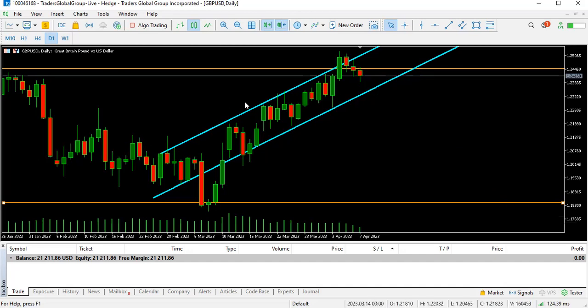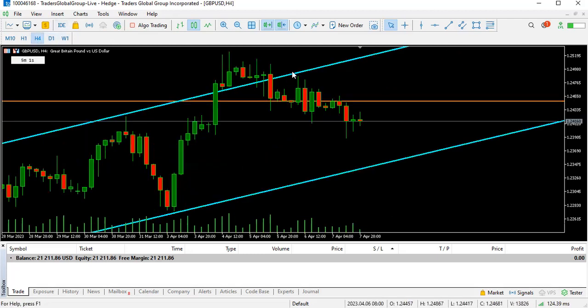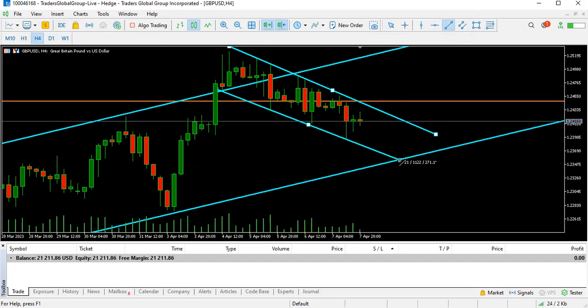That's what you believe. But if you now come to the 4 hour, you will see what is happening. You see that this is forming like a channel, like a falling wedge. This is the leg, and this is the flag that is falling down, what you can call a falling flag.